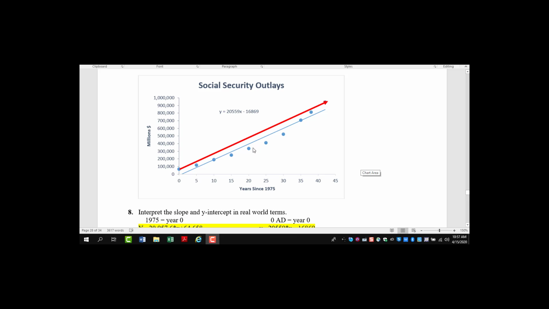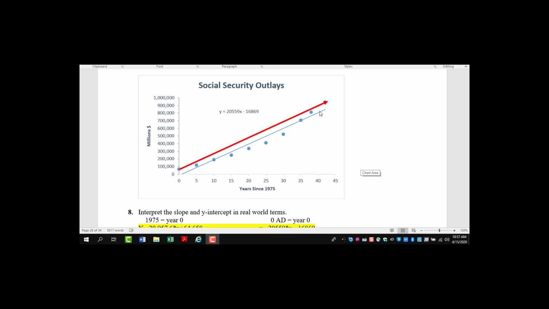Okay, so what we have now, starting back up, here are our data points. These are the actual numbers that happened. This is how much was actually spent each year on Social Security. This is a new equation for Excel using 1975 as year zero. Now notice it still has a negative number.